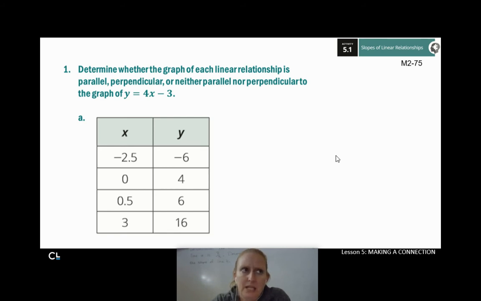This sounds to me like for every single one of these scenarios, you need to find the slope. You need to find the average rate of change. So find the average rate of change for every single one of these scenarios and compare it to that 4. Compare it to the rate of change that you've got going on right up here. And decide, parallel, perpendicular, maybe neither. Go ahead and hit pause, work your way through these, and then hit play when you're ready to check your work.